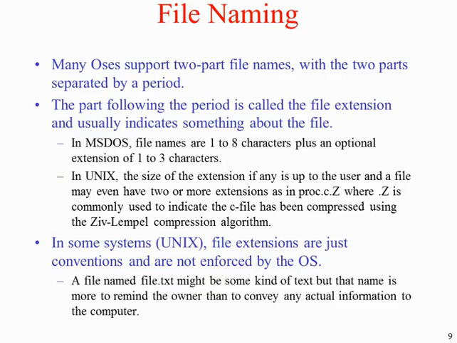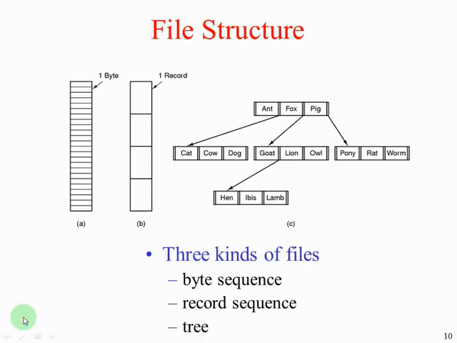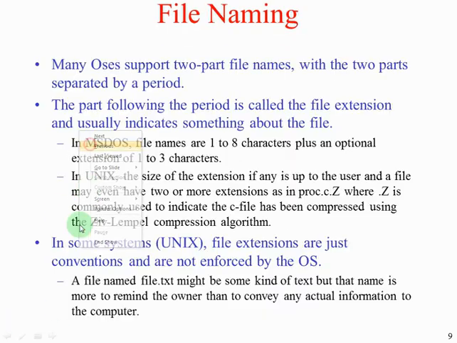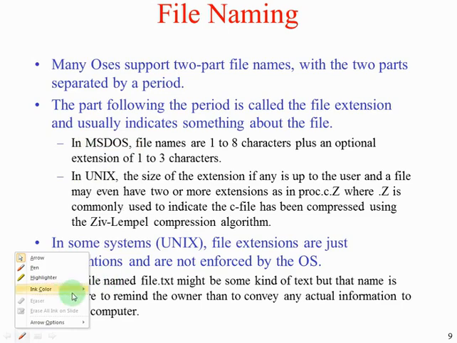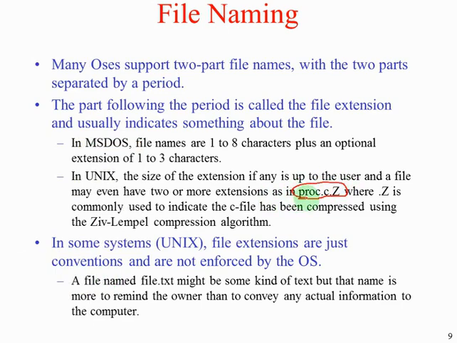For example, let's take this file name, which I'll highlight now. Look at this file, proc.c.z. Now this is an indicator that this is a file whose primary file name is being referred to as proc.c.z, where .z is commonly used to indicate a C file which has been compressed using the Ziv-Lempel compression algorithm.